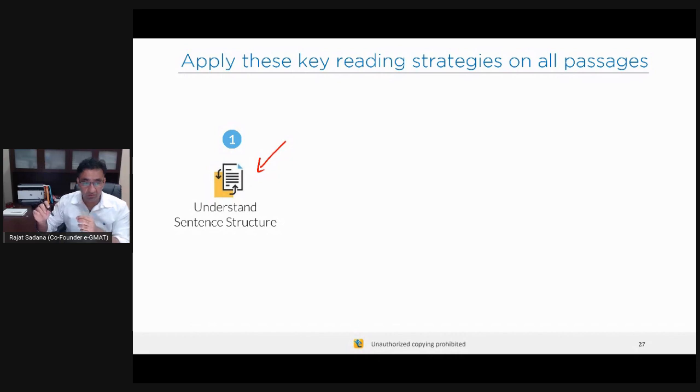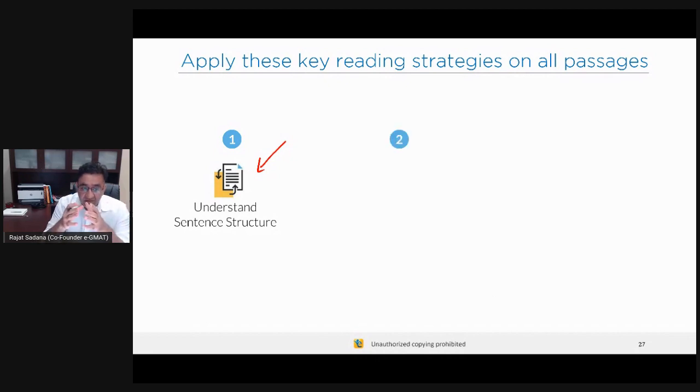For those of you who attended Stacy's session on sentence correction, which was on Friday, you will see how we've taken a few sophisticated sentences and broken them down into their constituent chunks. That is what we call understanding sentence structure. And how do you do that? You don't read a passage in a single go. You break it down into these segments over there.